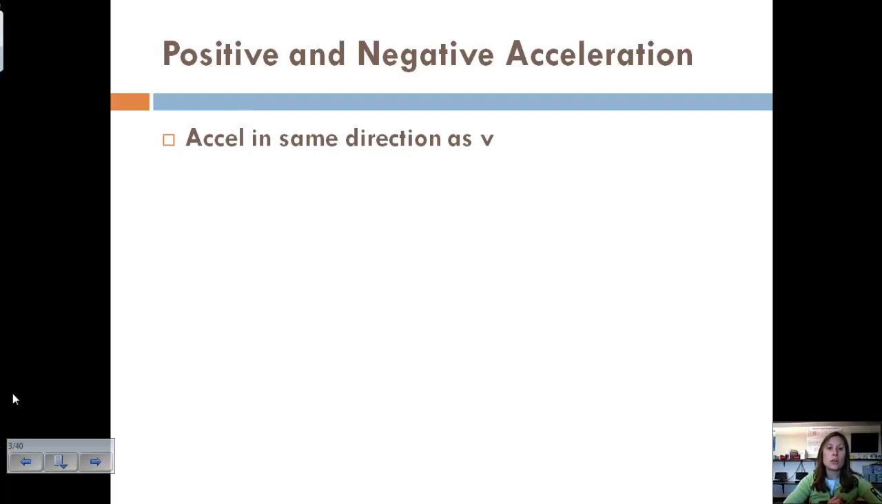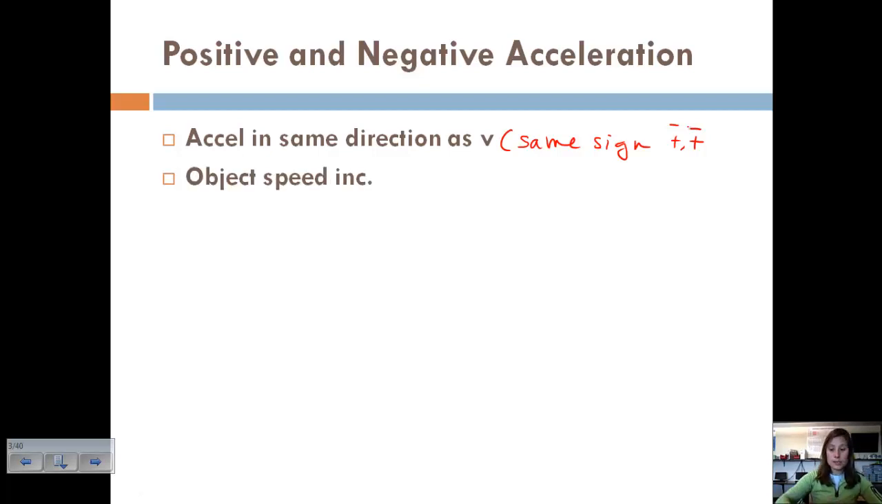negative one. So if acceleration is in the same direction as velocity, remember we can use a positive or a negative sign to indicate direction on velocity. Basically this would be a case where the signs are the same. That means they could both be positive, which is the common example, or they could both be negative. It's really looking at, are they in the same direction or not? If that's the case, then the object speed will increase.